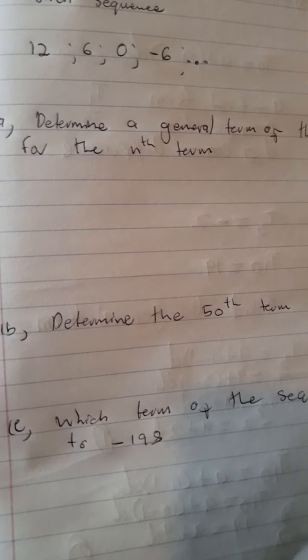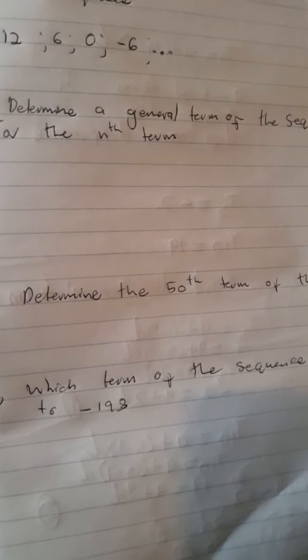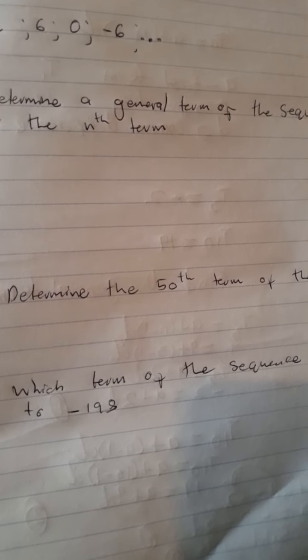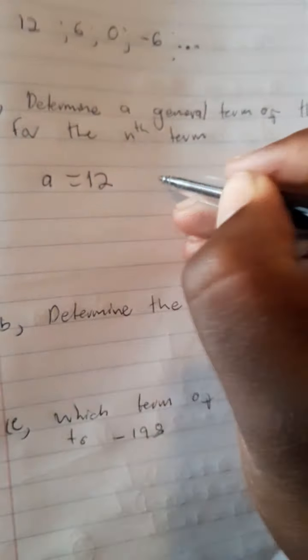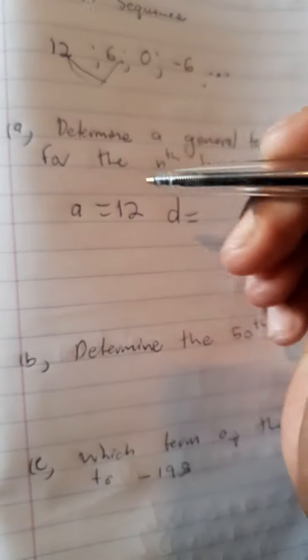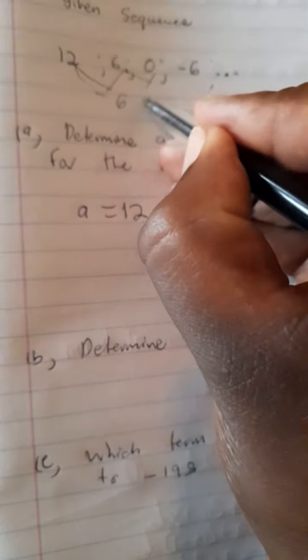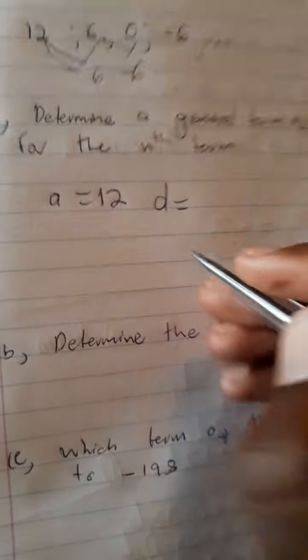Right, let's move to the other problems. Consider here, you are given a sequence. This sequence is 12, 6, 0, and negative 6. We are required to determine the general term. Remember, I told you, for you to find the general term, you must have your first term and your difference. Our first term is 12. Therefore, a here is 12. What about the difference? You are going to say T2 minus T1, 6 minus 12, that will be negative 6. 0 minus 6 will be minus 6 also. So our difference is negative 6.